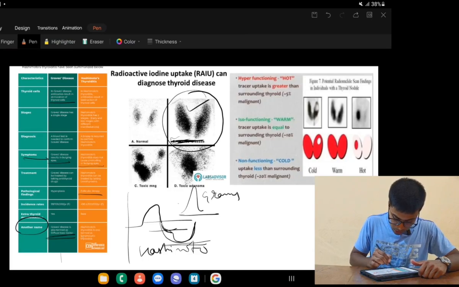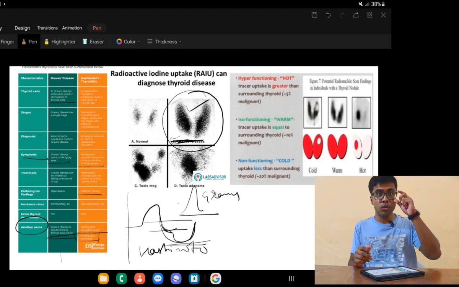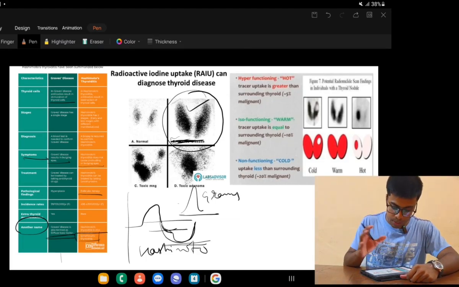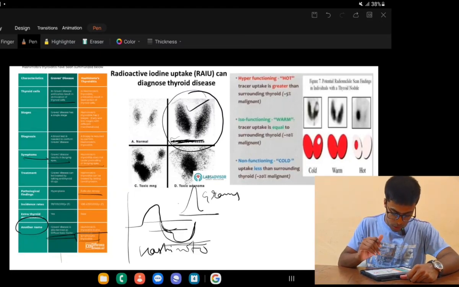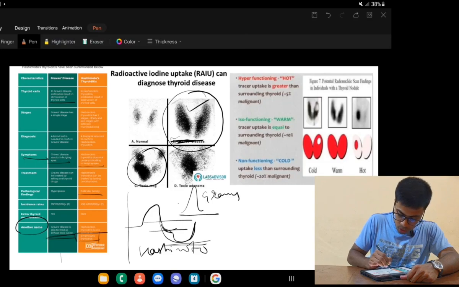Hashimoto thyroiditis is also known as lymphocytic thyroiditis. Lymphocytic is related to pathology. In pathology there will be images and slides, so you can relate to that. This is toxic multinodular goiter, where multiple nodules are there. This is toxic adenoma, and this is normal.